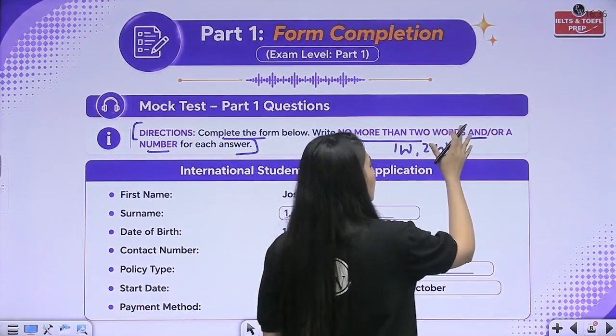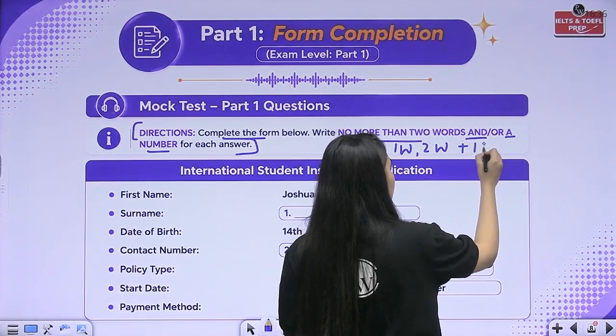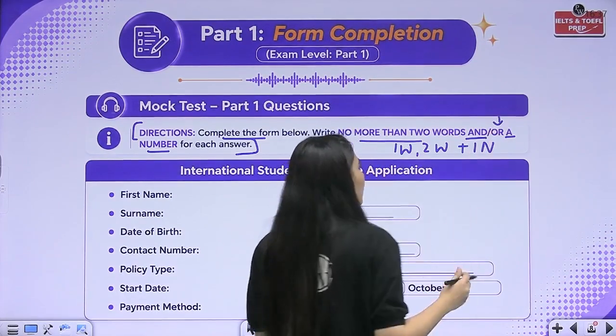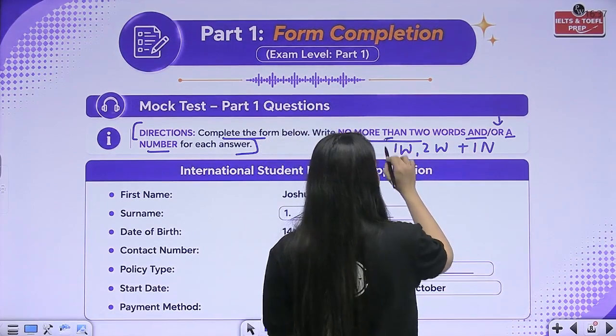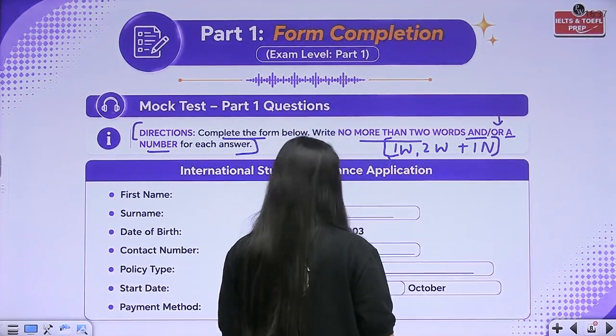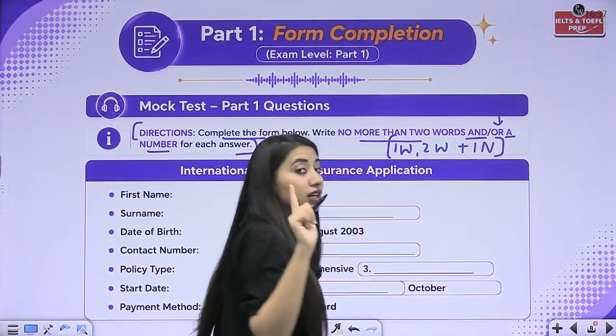And means if there is a number also, you can only use a number. That means 1 number. Or says that if there is either of them mentioned, then use either of them, but this much only. This is what the restriction is. You've got 1 word, 2 words, and 1 number only.